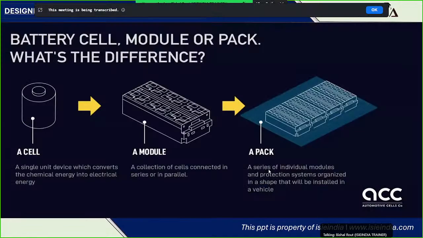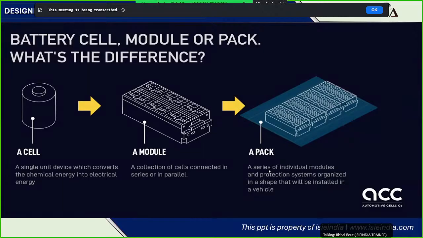So what exactly do we mean by the battery pack? It is nothing but a combination of cells or a combination of modules, right? So what exactly is a cell, if I can let you know? A cell is that small electrical device where the electrochemical reaction takes place. A cell is that electrochemical device, right? Inside a battery pack, the electrochemical reactions take place inside the cell.